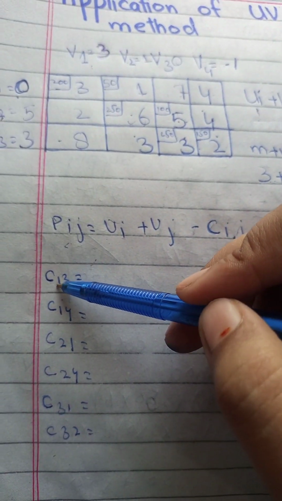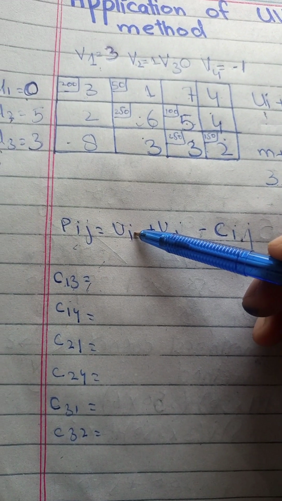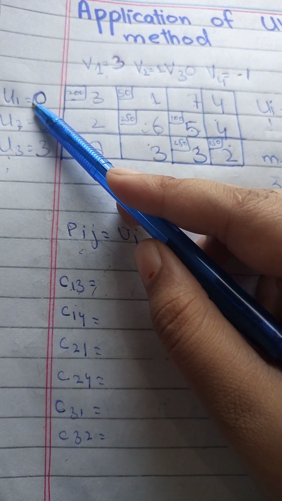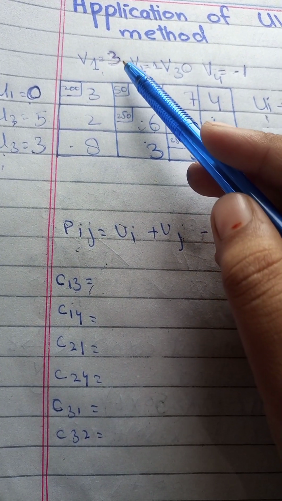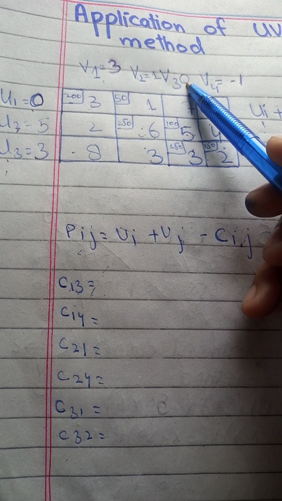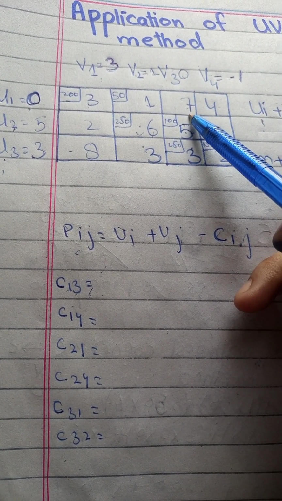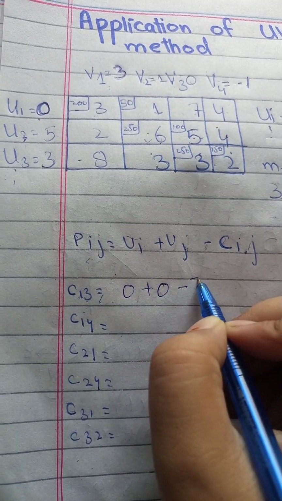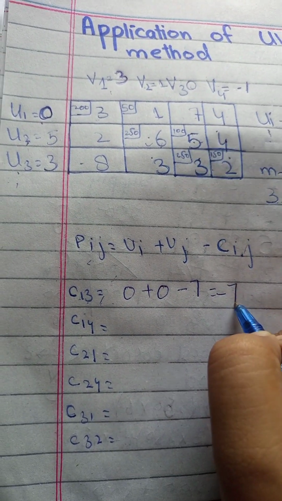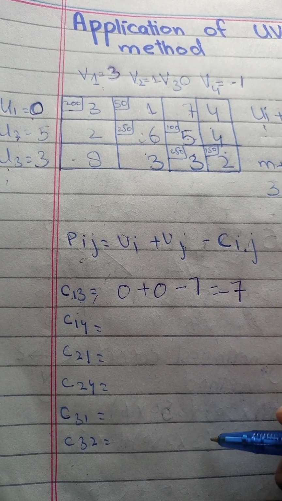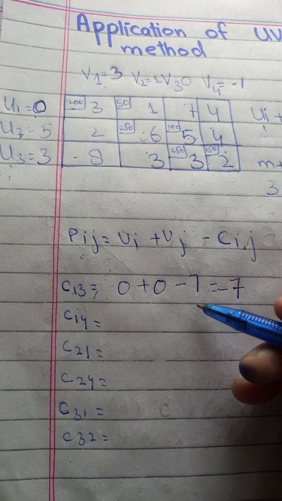So in C13, the value of u is 0 and v is 0 and Cij is 7. So 0 plus 0 minus 7 equals minus 7. We will find all the values. In the same case, the video will become too long.